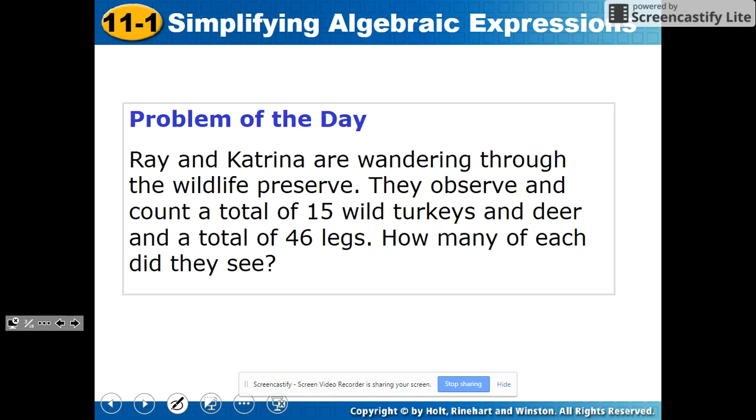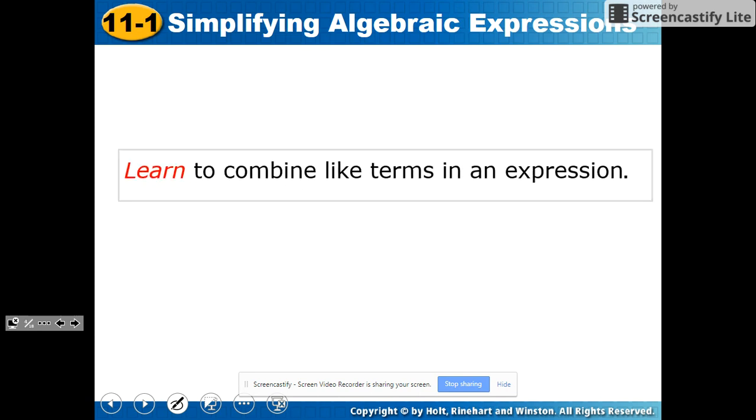Okay, so problem of the day, you're going to solve. Ray and Katrina are wandering through the wildlife preserve. They observe and count a total of 15 wild turkeys and deer and a total of 46 legs. How many of each animal did they see? So how many turkeys and how many deer? 7 turkeys and 8 deer.